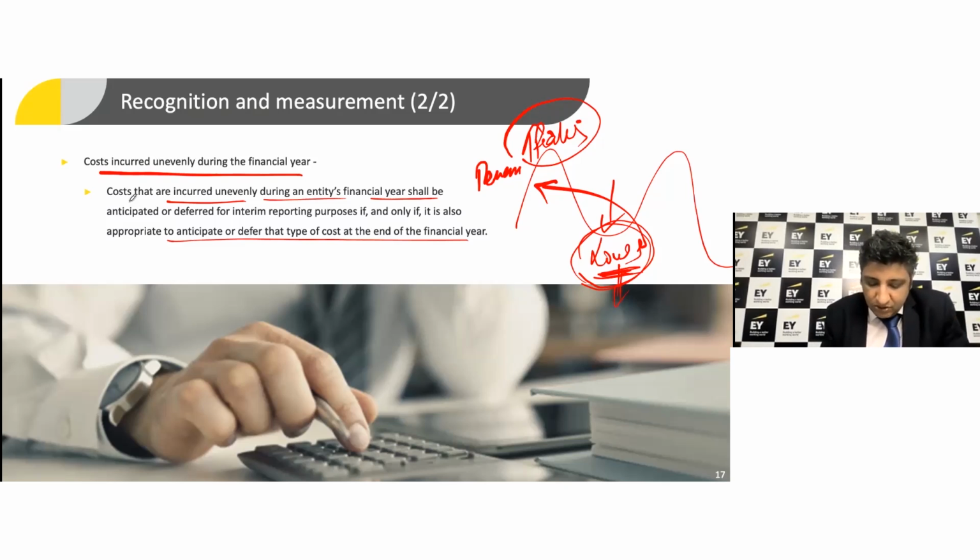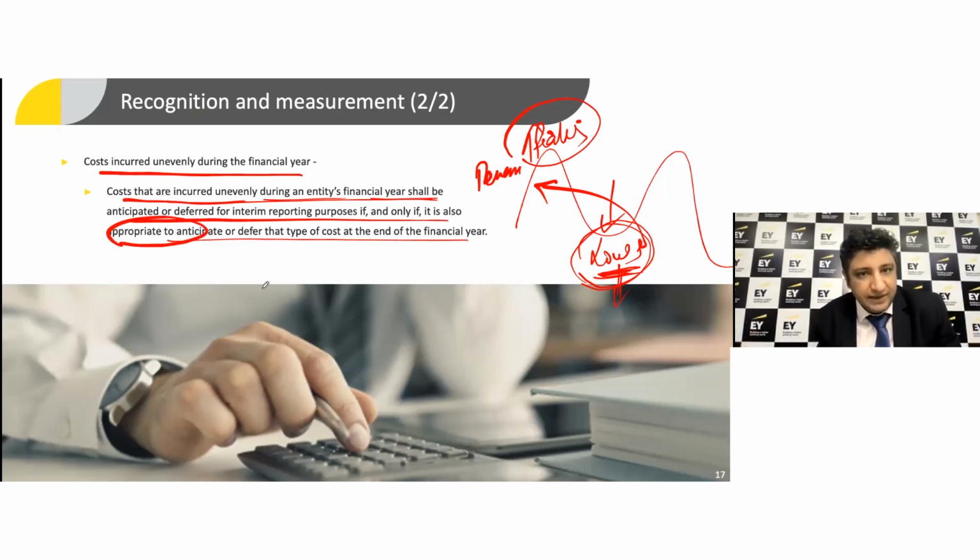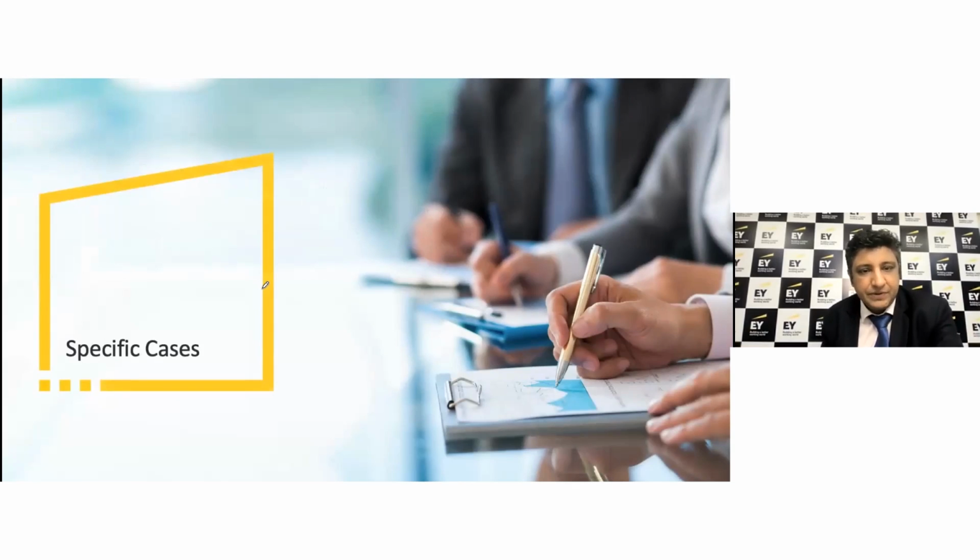So even if the costs are uneven because of the cyclical nature of business, or a seasonal business for that matter, you can only pick them up if it is appropriate to do that. But otherwise, accrual is the key. Accrual follows the way it is meant to be, right? That is something that you want to pick up as a part of this conversation. All right, we'll be now talking about the specific cases as far as the preparation of interim financial reporting is concerned. All right, thank you very much.